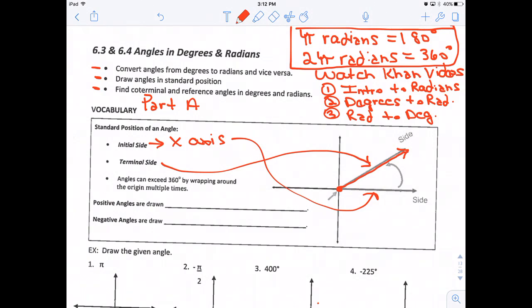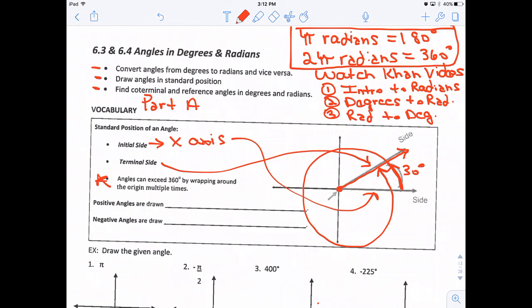Angles can exceed 360 degrees, I'm just reading right here, by wrapping around the origin multiple times. For instance, let's say this is, I don't know, 30 degrees. If we go all the way around and come back, that's not just 30 degrees anymore, that's 360 plus 30 degrees, so you're talking about 390 degrees. It all depends on what they're going to be asking. I just wanted to make sure you understand that you can continually rotate around the axes and keep adding 360 degrees to it, or 2 pi if we want to do it in radians, which is, of course, one full rotation.